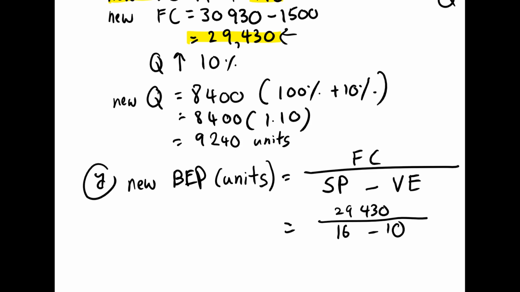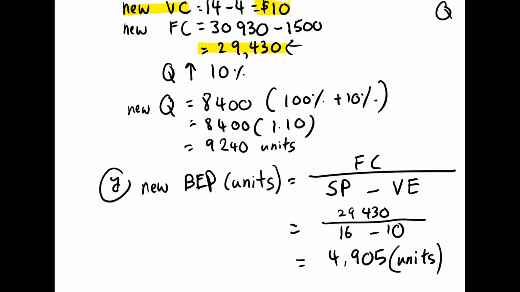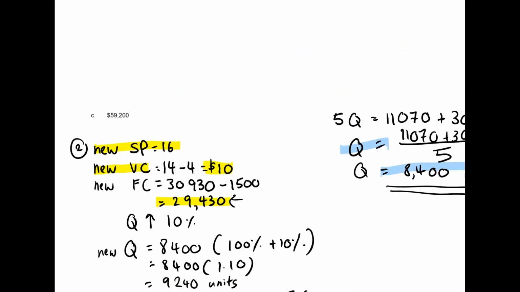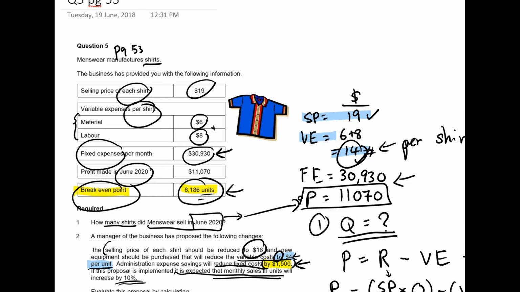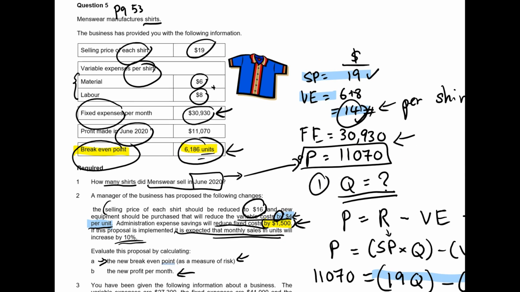Okay, so equals 29430 divided by 16 minus 10, you will get 4905 units. Okay, so your new break-even point in units is 4905. Okay, so the old one is 6186.